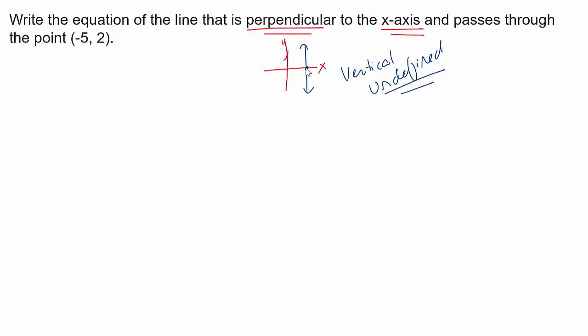These cross the x-axis, and so we write x equals the x value of the point that we have. And so this is it. This is the equation of the line that is perpendicular to the x-axis.